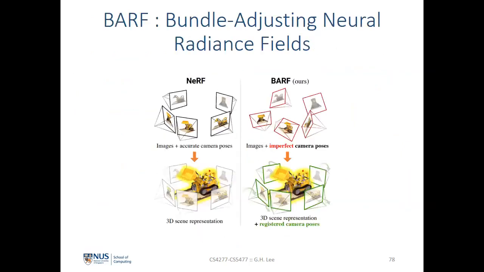But there is still one disadvantage of NeRF. That is, it requires known camera poses. So in BARF, what they do here is that they assume imperfect camera poses, and then they do bundle adjustment together with NeRF. But actually BARF still requires some initialization. It cannot be totally random, the poses.